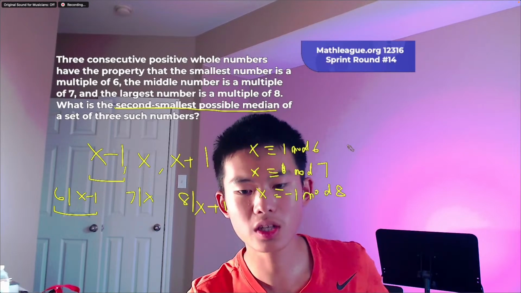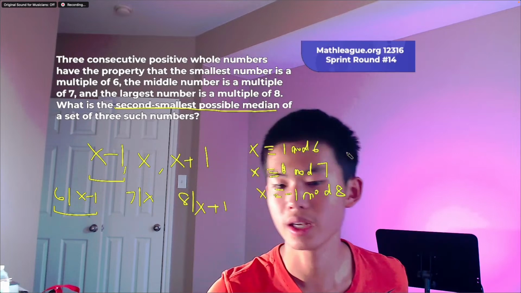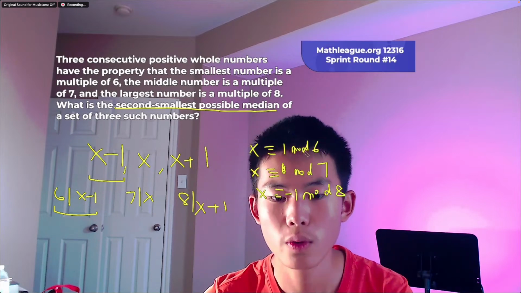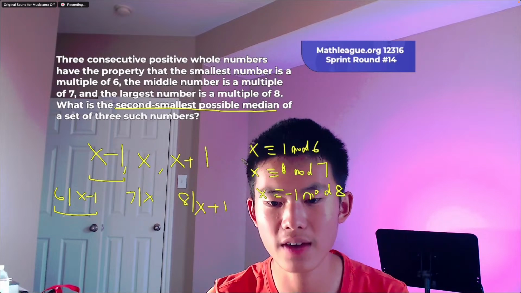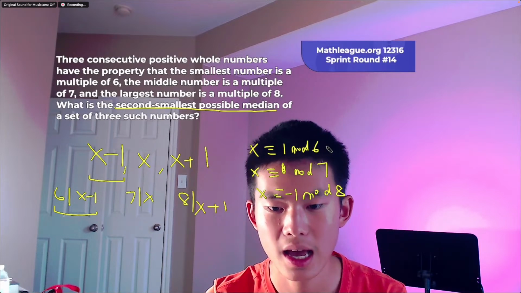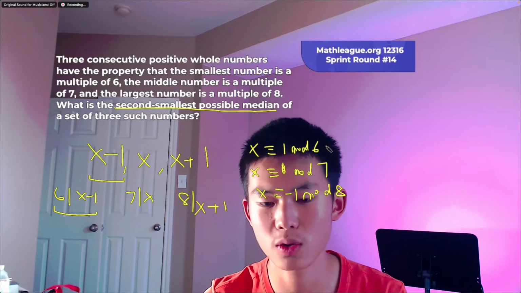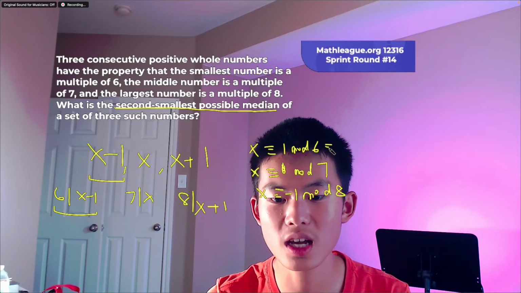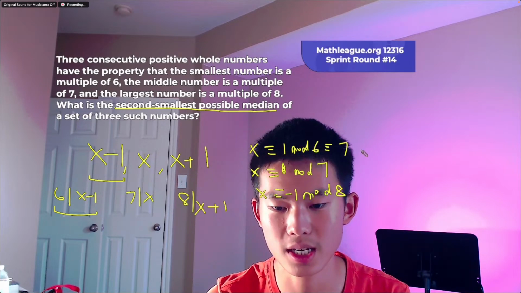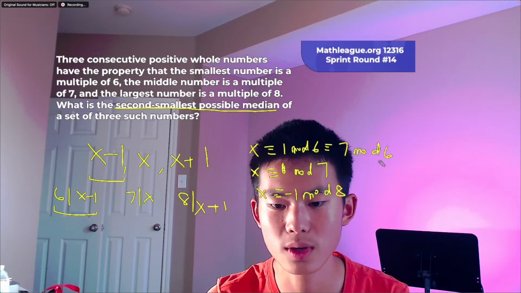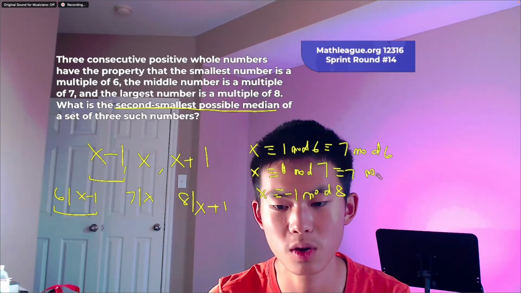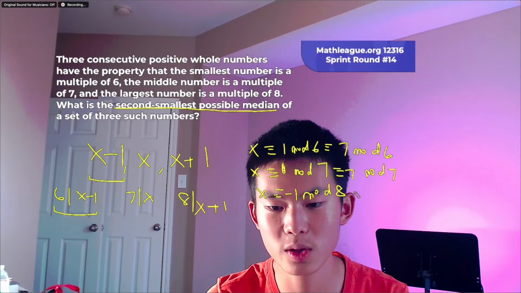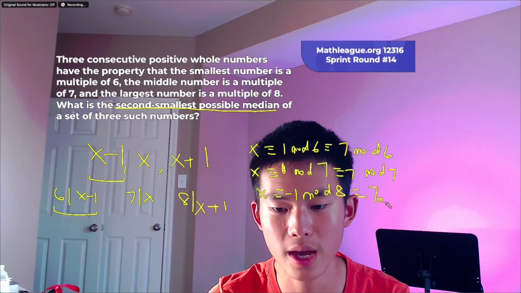Great. Now we're going to do a bit of manipulation over here. We know that x is congruent to 1 modulo 6, which means that x and 1 have the same remainder when divided by 6. However, 1 and 7 also have the same remainder when divided by 6, so this is also congruent to 7 modulo 6. Similarly, x is congruent to 0 mod 7, which is also congruent to 7 mod 7, because they both have the same remainder when divided by 7. And similarly, this is also congruent to 7 modulo 8.